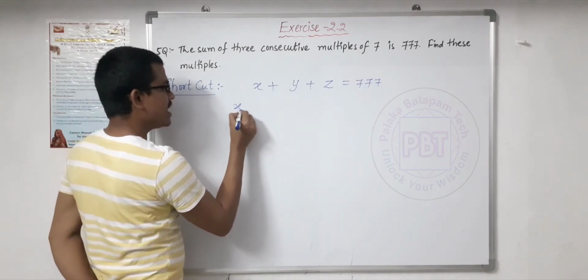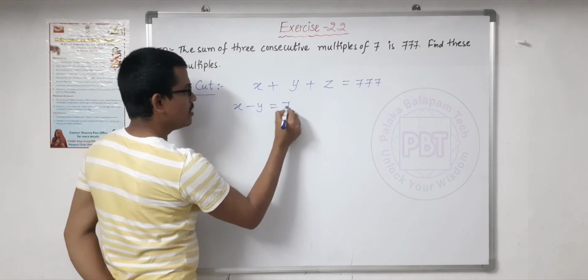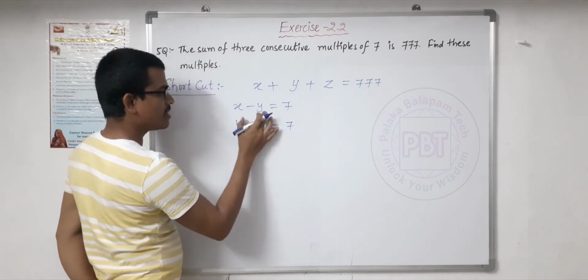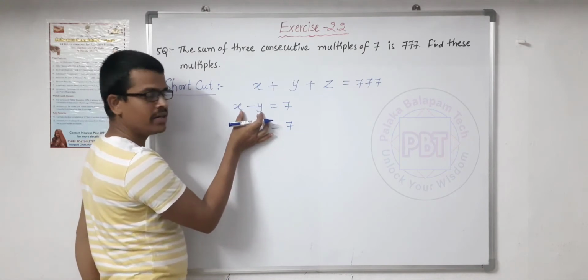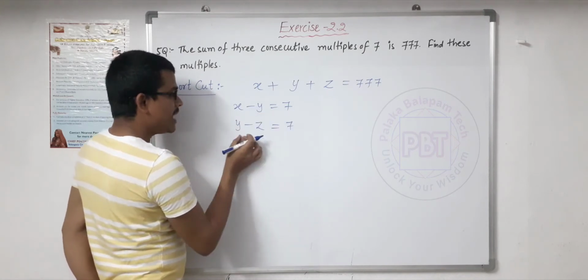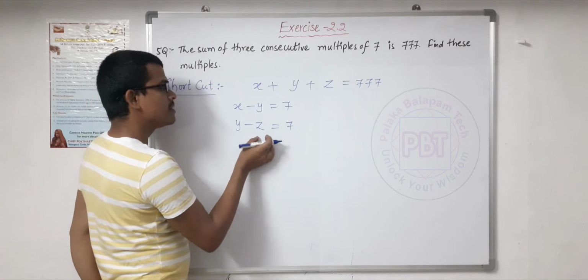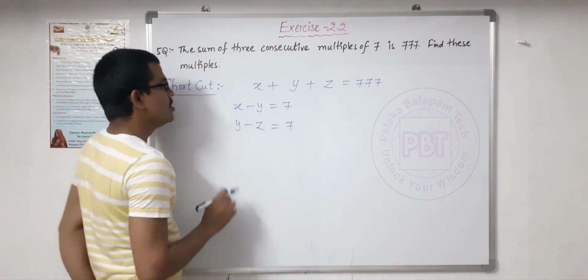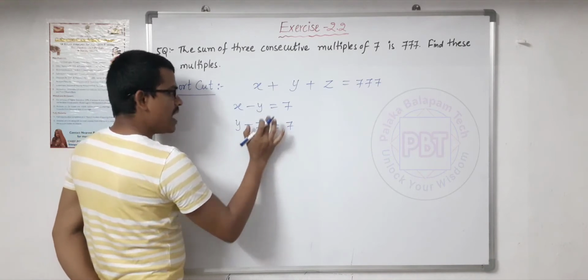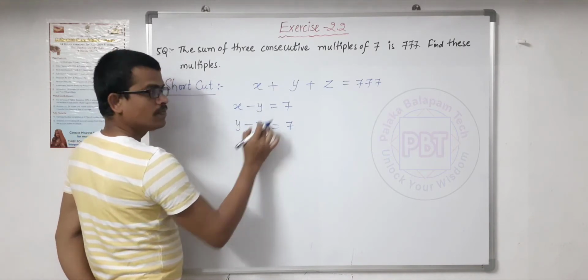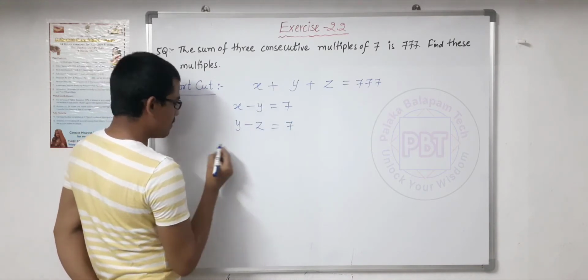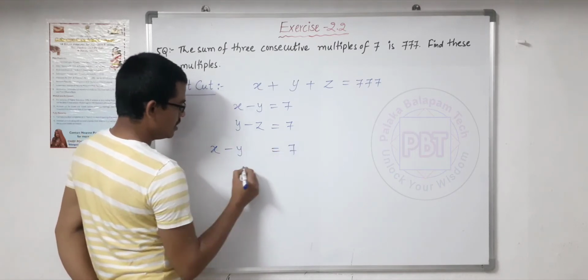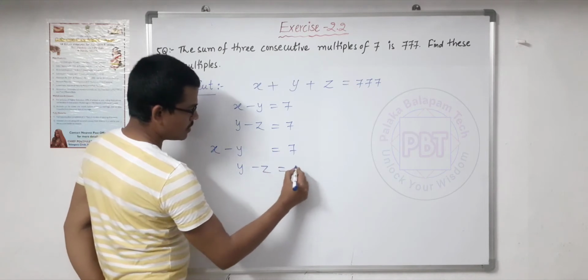We know that the difference between two consecutive multiples is 7. So x minus y should be 7 and y minus z should be 7. Why? Because x, y are two consecutive multiples of 7, so the difference should be 7. Y and z are also two consecutive multiples of 7, so the difference should be 7. Now I am going to subtract these two equations.